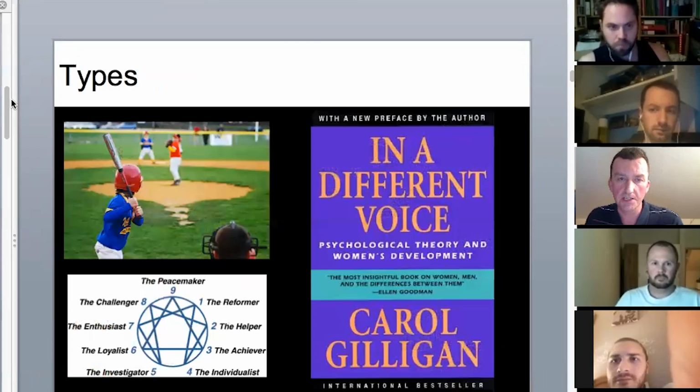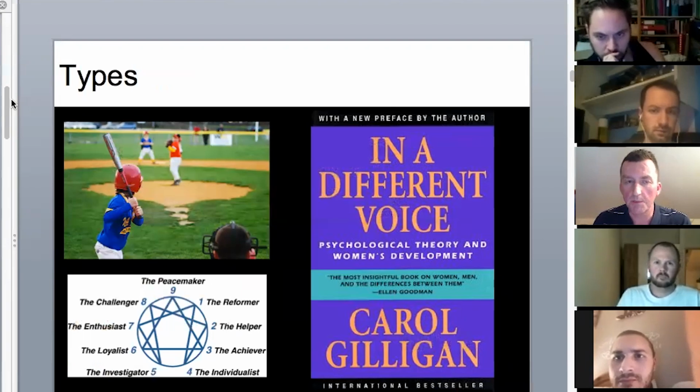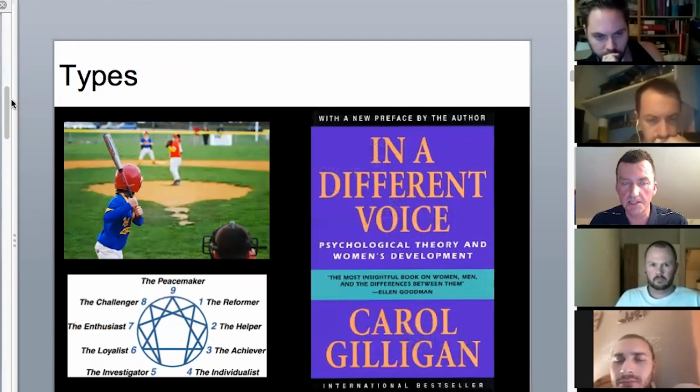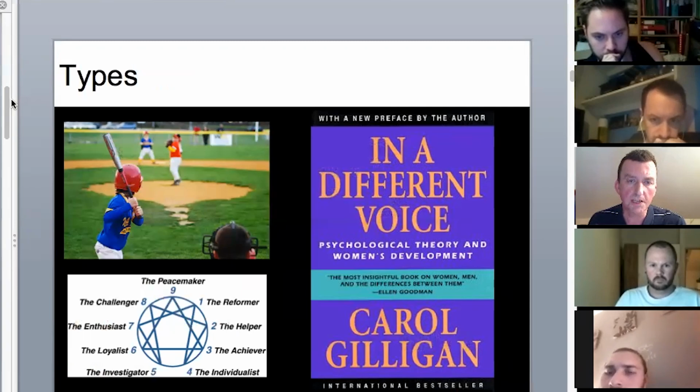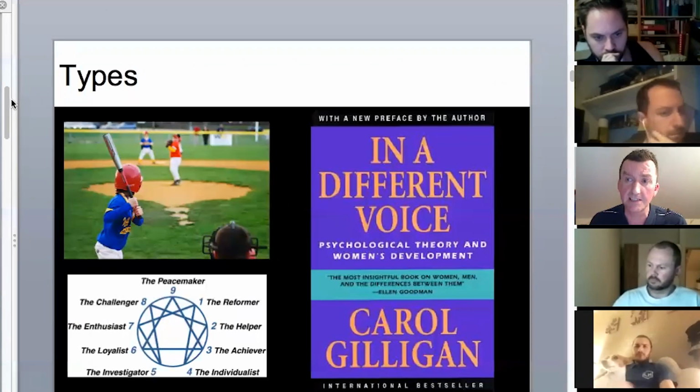With typologies, Integral uses the Enneagram quite a bit, but I'm not going to go into that tonight. It's just too big. But one of the important typologies it uses is, of course, gender. And what you'll find is that we can have masculine and feminine energy that can show up in any form, in male and female bodies. But masculine energy has a tendency to show up more in male bodies, and feminine energy has a tendency to show up more in female bodies.